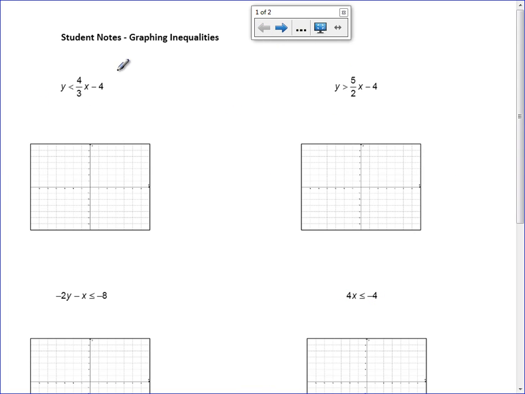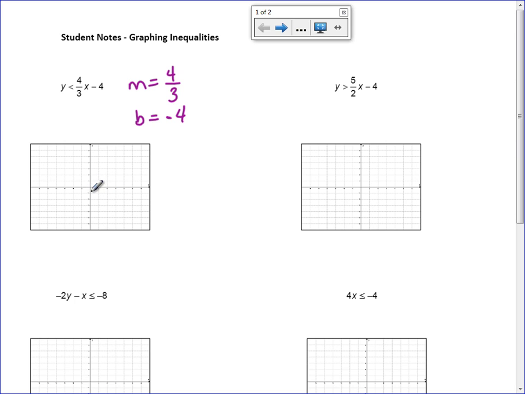So if you look at this first problem, y is less than 4/3 x minus 4. I have a slope, which is 4/3, and I have a y-intercept, which is -4, and I'm going to use those to graph my line. And because this is just less than, it doesn't have the or equal to part, when I draw my line, it's going to be a dashed line or a dotted line. And so we're going to graph this.